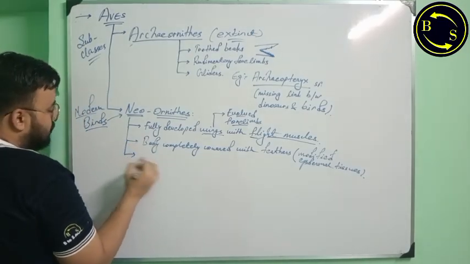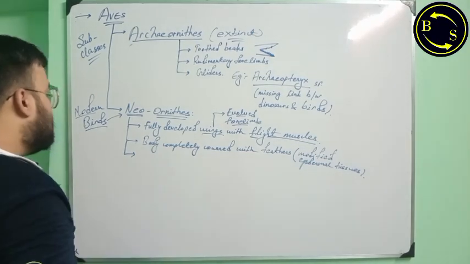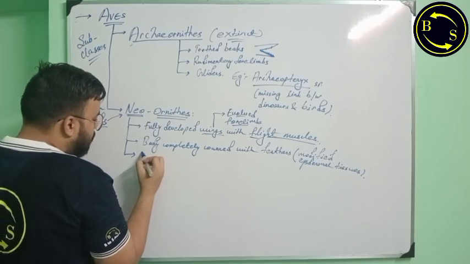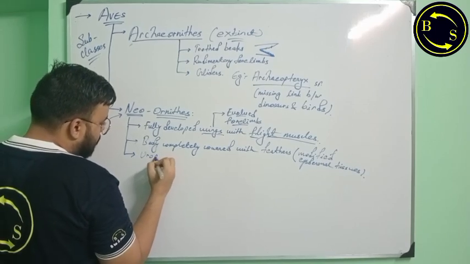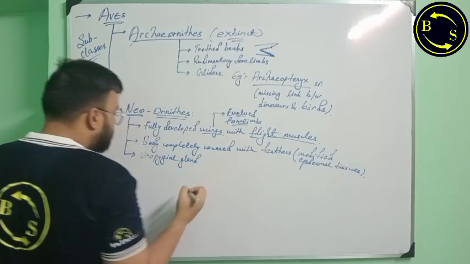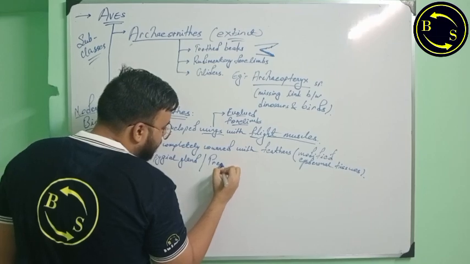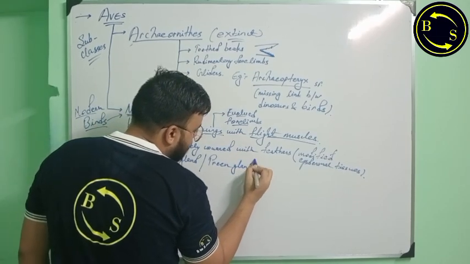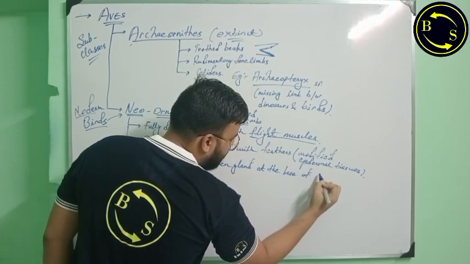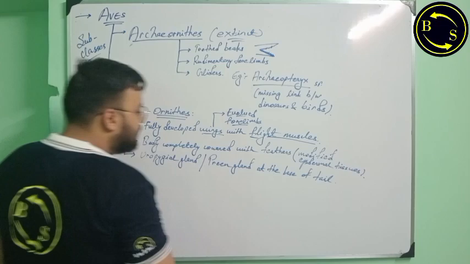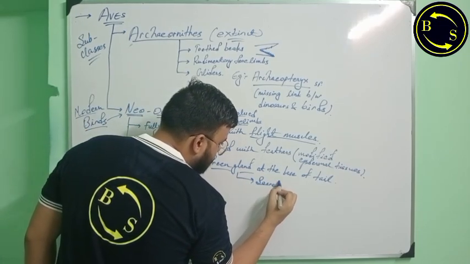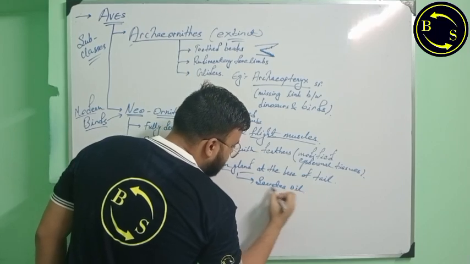Another thing they have is they are devoid of any sweat glands or other glands. They have only one gland called the uropygial gland or the preen gland, at the base of the tail. Okay, this preen gland secretes oil to clean the feathers.